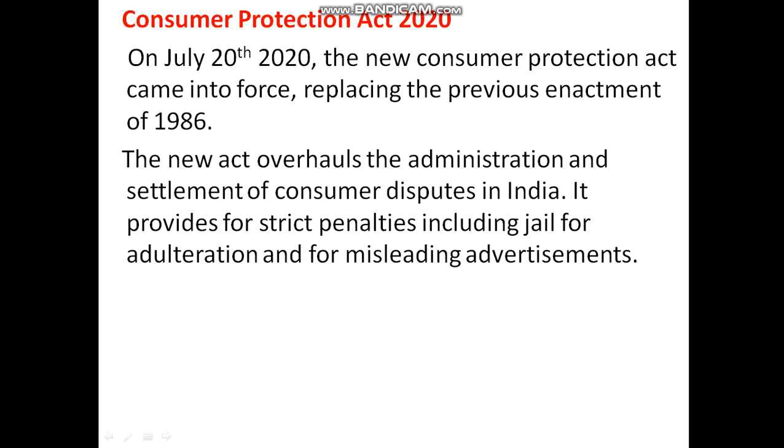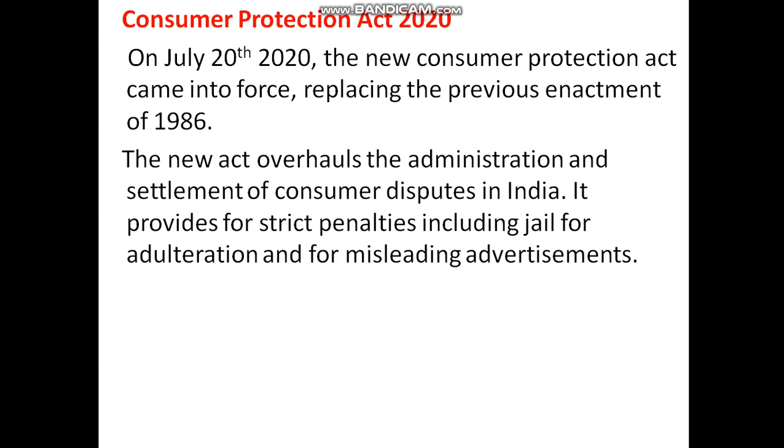Consumer Protection Act 2020. On July 20th, 2020, the new Consumer Protection Act came into force, replacing the previous enactment of 1986. The new act overhauls, which means a thorough examination of, the administration and settlement of consumer disputes in India, meaning the complaints.